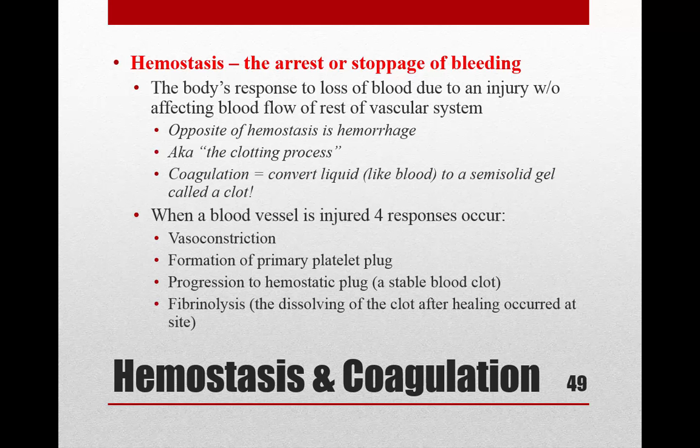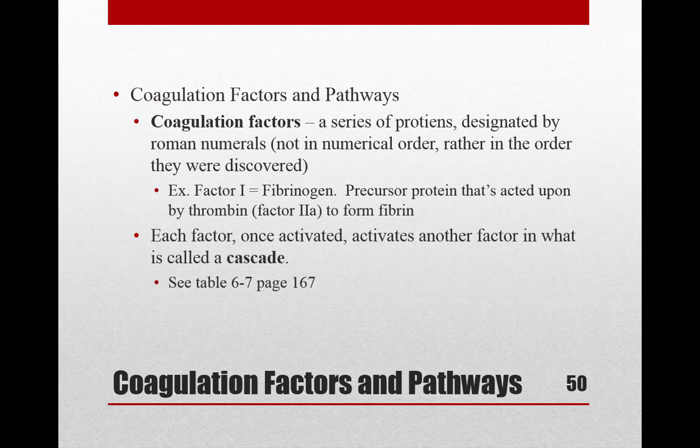Okay. Now for venipuncture, this is pretty much as far as it needs to go. For larger issues or injuries, you're going to see that then it goes to the hemostatic plug, and then it's like a big old clot, and you have it scab over, and then when you want that clot to dissolve, we have what's called fibrinolysis occur. So how does all this happen? You have the coagulation factor and pathways.